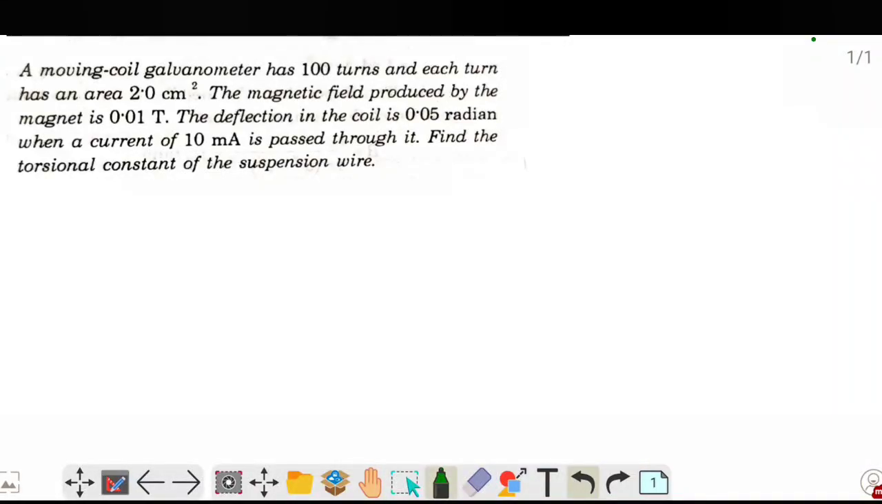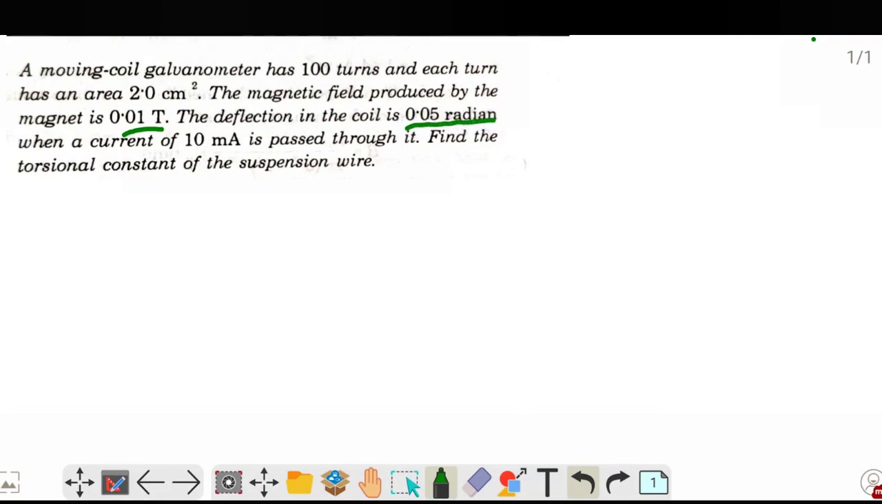So in this question we have a moving coil galvanometer having 100 turns, and each turn has an area of 2 centimeters square. The magnetic field produced by the magnet is 0.01 Tesla. That means the coil is placed in this magnetic field of strength 0.01 Tesla. Number of turns is given, area of the coil is given. The deflection in the coil is 0.05 radian.